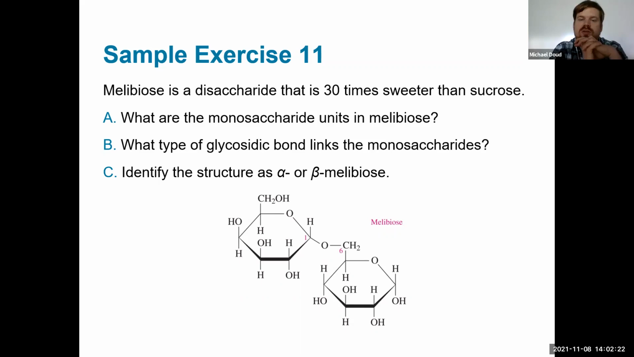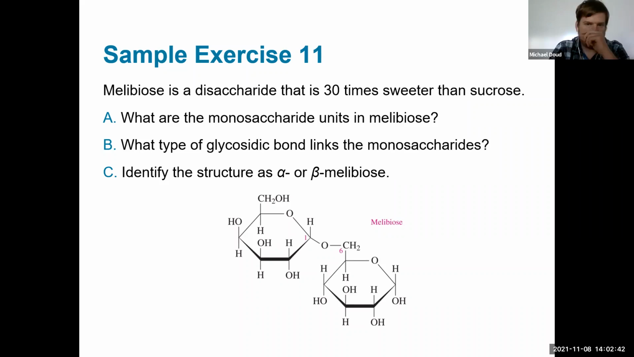Again, we didn't talk about these specifically before, but if you can identify these monosaccharides by looking back at your monosaccharides notes, then you should be able to identify the other types here, the glycosidic bond that forms and the alpha or beta form for this one. So pause the video here, and we'll take a look at the answer when we come back.